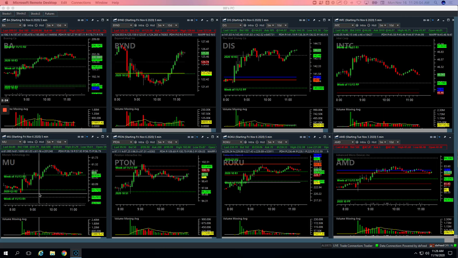In MU, we caught a nice, let's see, what did we do here? We caught this. So had this initial push up, it pulled back, had a nice Mighty 90 signal for us, got long right here and pushed up here. Held a couple through all this and then finally got out of the rest up here. So really nice trade in MU for 231. My biggest winner was BABA, 290.